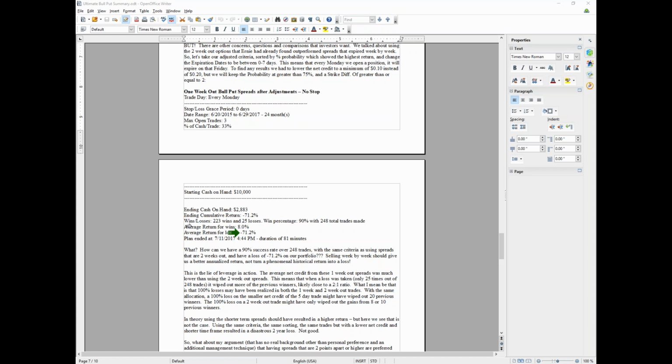It shocked me. Same criteria, 2-point spreads, looking for every 5 days, opening a trade every Monday, double the trades, 248 almost, double the trades. Losing cash value, 71.2% drawdown. I know that sounds strange and it's not possible, but I tested it 3 or 4 times. It did not do well at all. Okay, that's why we focus.